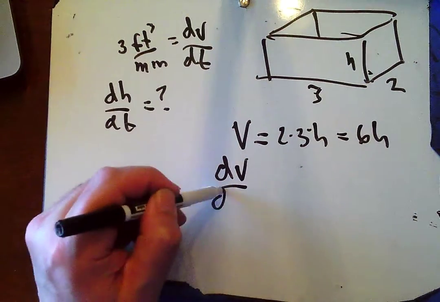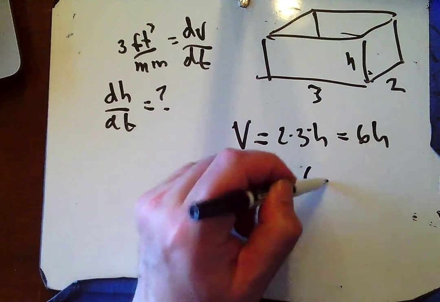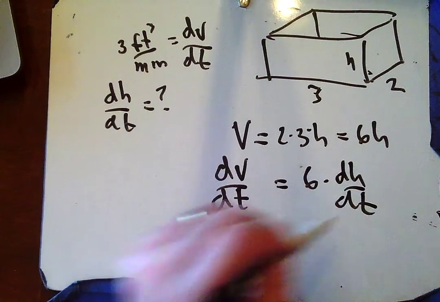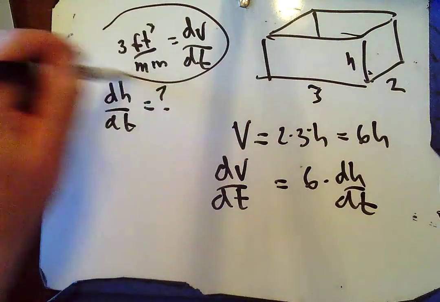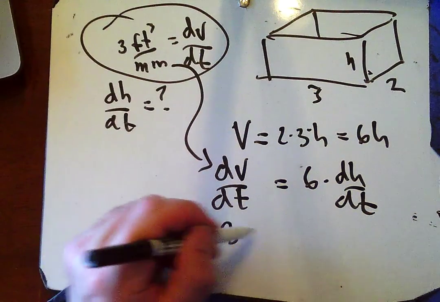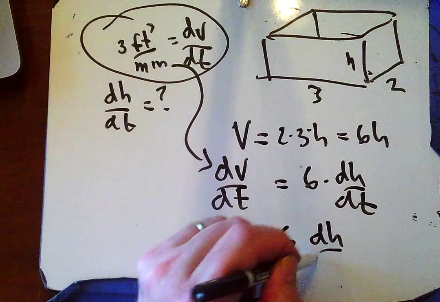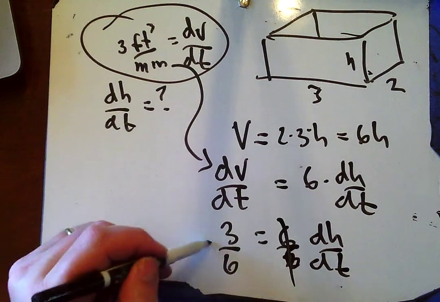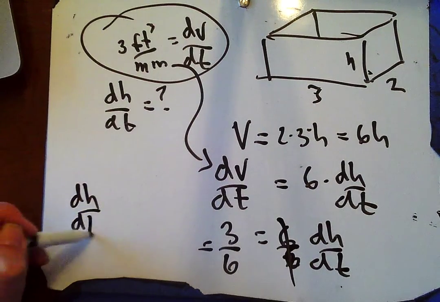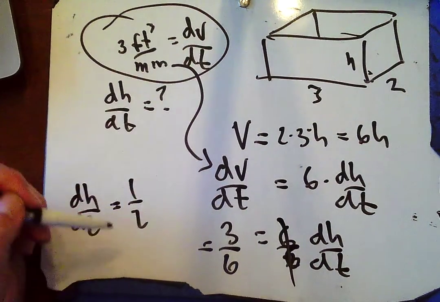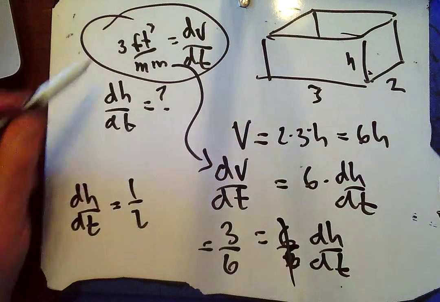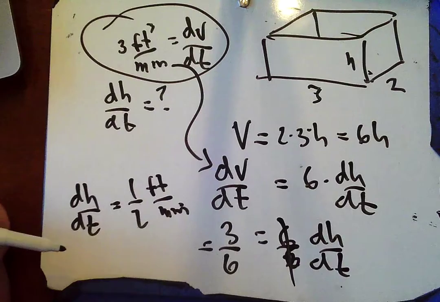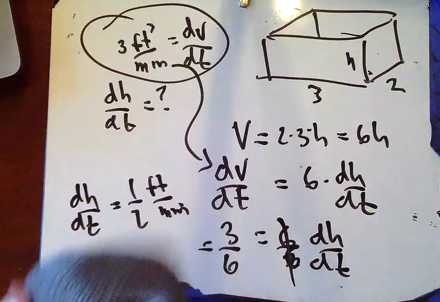If I take the derivative of both sides with respect to time, don't forget to take the derivative of that with respect to time, I end up with this. We've got dV/dt, 3, equals 6 dh/dt. And if we divide both sides by 6, it seems like dh/dt is 1/2. And that's a change in height, so we're going to have feet per minute. Nice. Oh, that was so gentle.